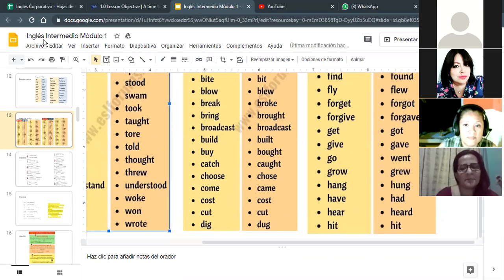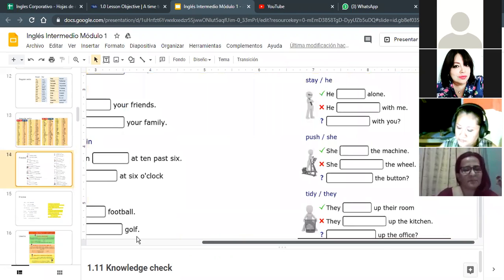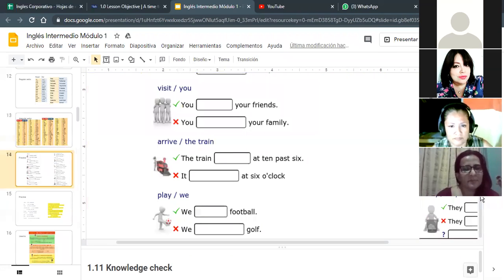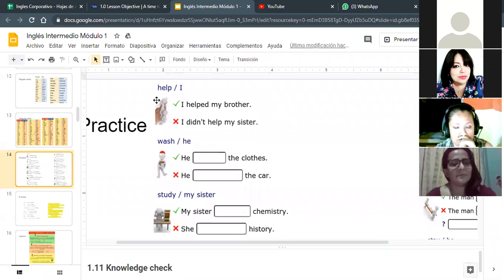We're going to continue the practice then. Let's see. Okay, so this is what we're going to do. We have here some examples. For example, this one with the green check is going to be affirmative, and with the red X is going to be negative. And here we have help and I. So the affirmative is going to be I helped my mother, for example. And the negative is going to be I didn't help my sister.